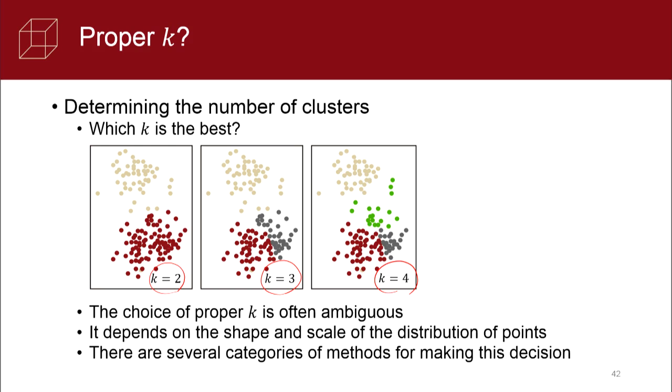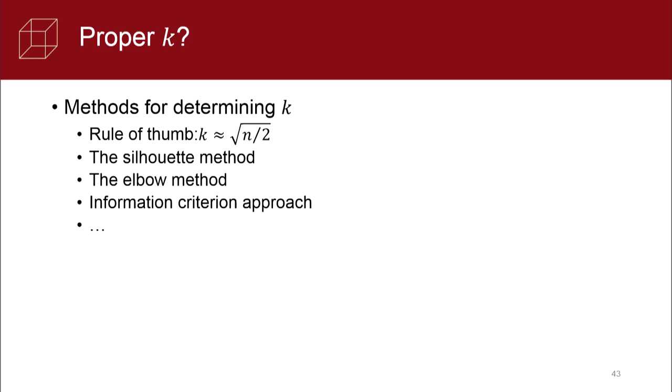So, somebody says this is better, and somebody says that is better. So the choice of the proper k is often ambiguous, or sometimes the decision is supposed to be subjective. It depends on the shape and the scale of the distribution of points. And indeed, there are several categories of methods for making such decisions.